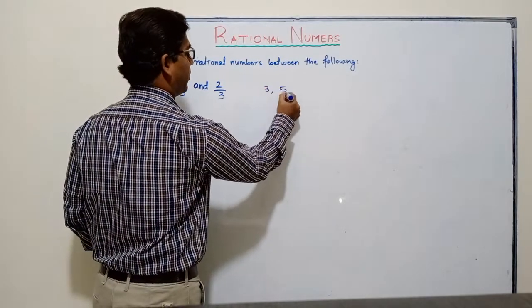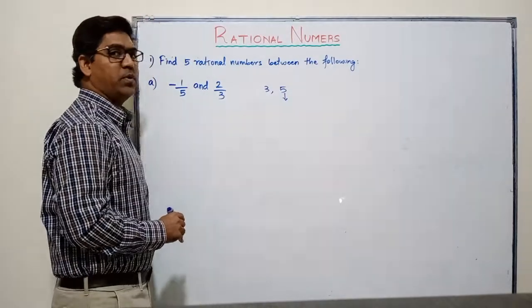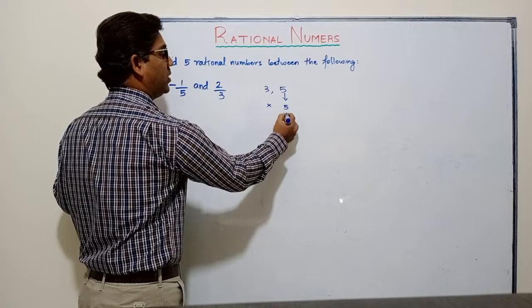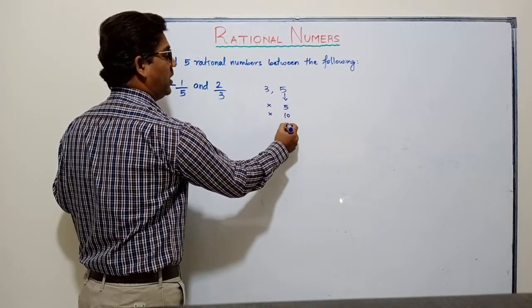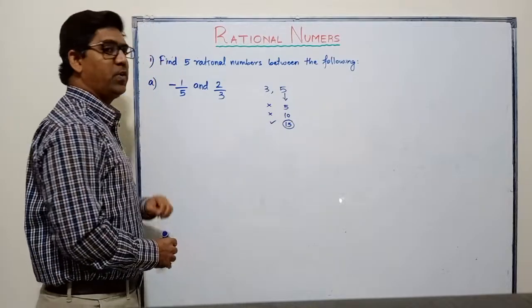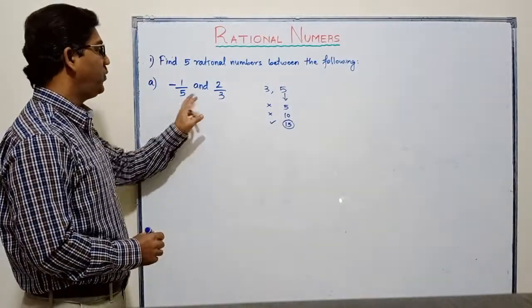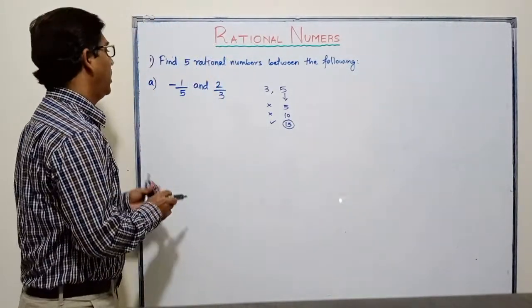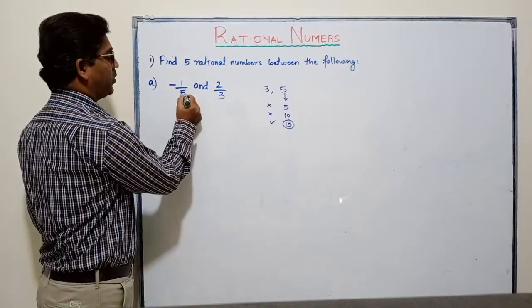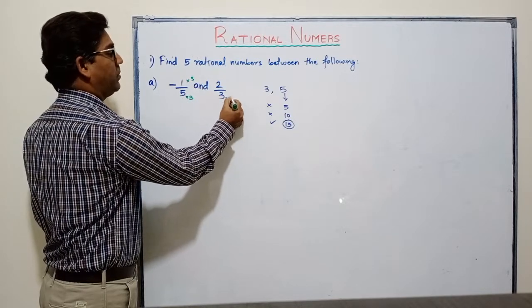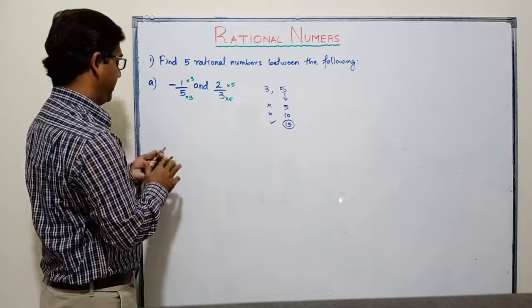So, LCM of 3 and 5, you start with the table of the big number. 5 1 times is 5. It is not a multiple of 3. 5 2 times is 10. Not a multiple. 5 3 times is 15. It is a multiple. So, LCM of 3 and 5 is 15. So, I need 15 as a denominator of both. So, now to make denominator 15, I have to multiply both by 3. And here to make it 15, I have to multiply by 5.